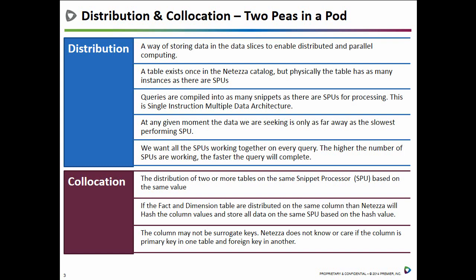Collocation is the distribution of two or more tables on the same spool or the same hard disk in a spool, right? If the fact and dimension tables are distributed on the same column, then Netezza will hash the column values and store all the data on the same spool based on that hash value.